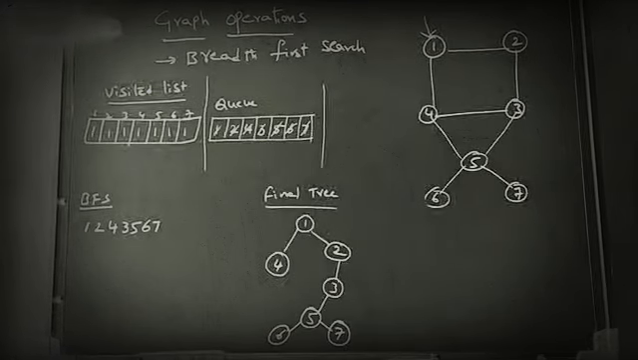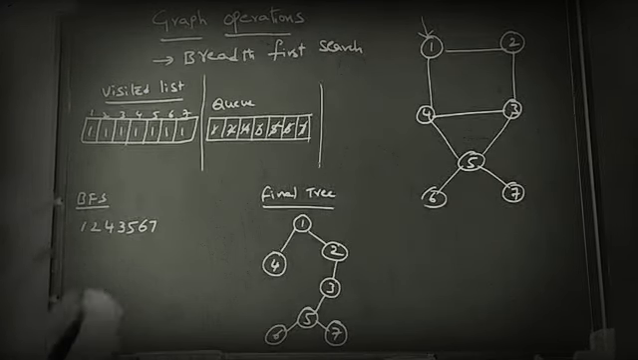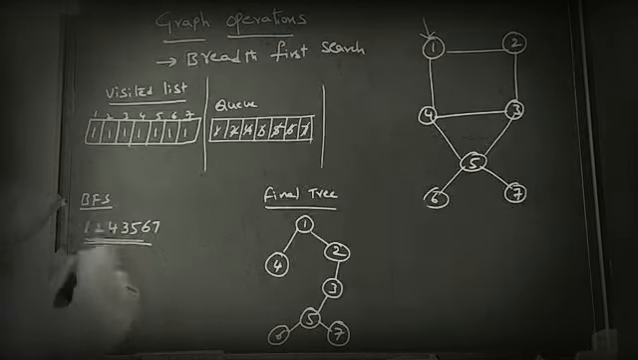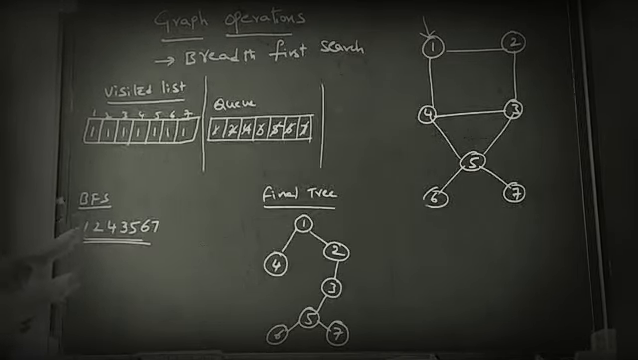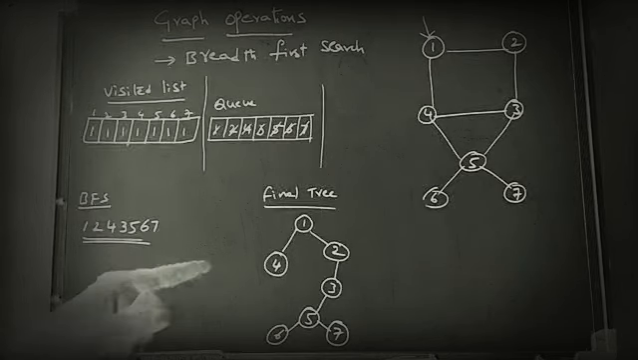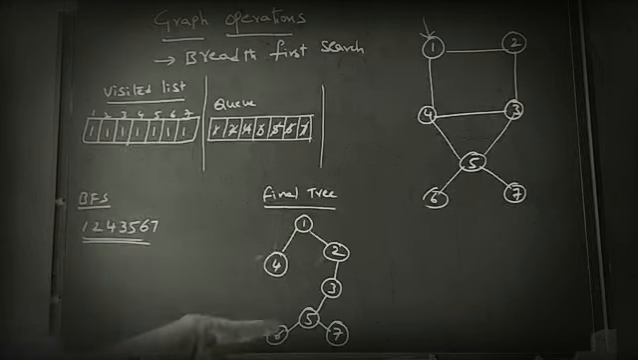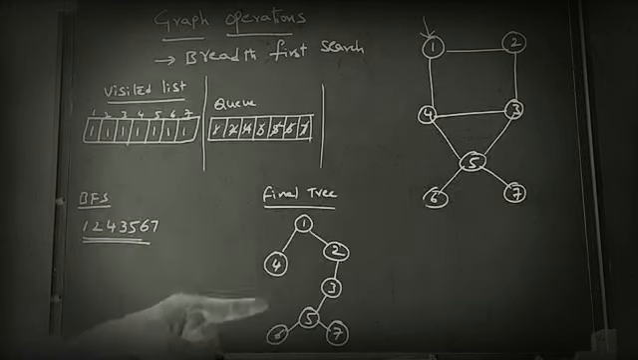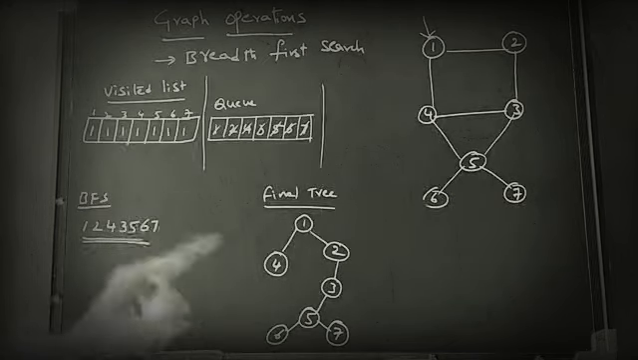So this is the final order of BFS. This is the order we have to find out. All the nodes are visited exactly once. There are no loops and no revisiting of the same node.